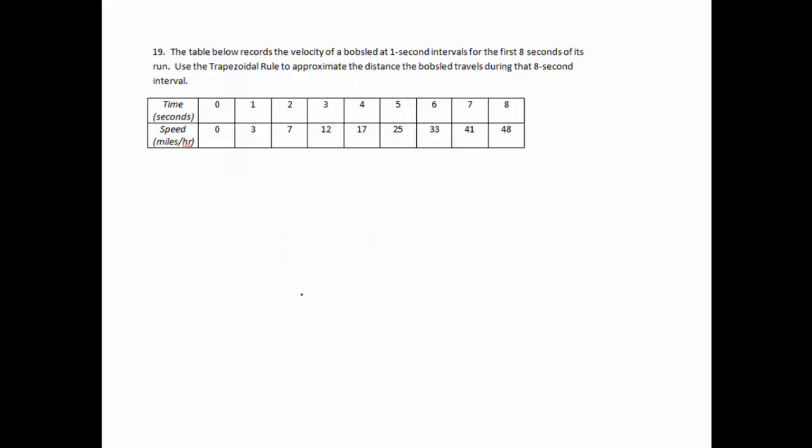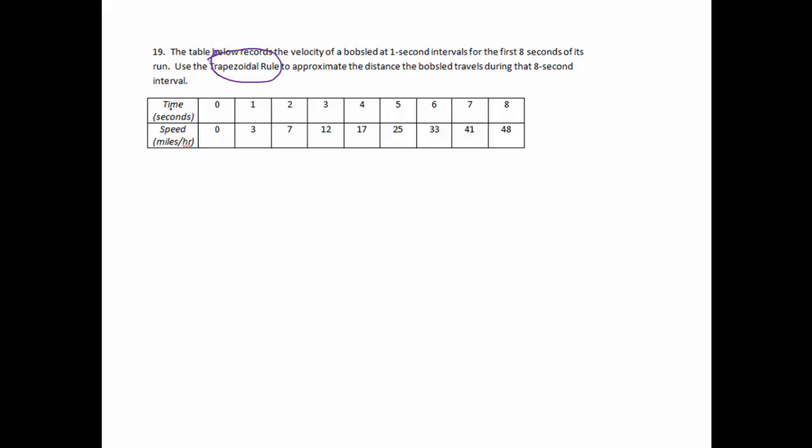All right, number 19. The table below records the velocity of a bobsled at 1 second intervals for the first 8 seconds of its run. Use the trapezoidal rule to approximate the distance the bobsled travels during that 8-second interval. So we want to use the trapezoidal rule, and it just says 1 second intervals. It doesn't tell us to use like 5 subdivisions or anything like that, so we're just going to use all 8 when we're finding the trapezoidal rule.